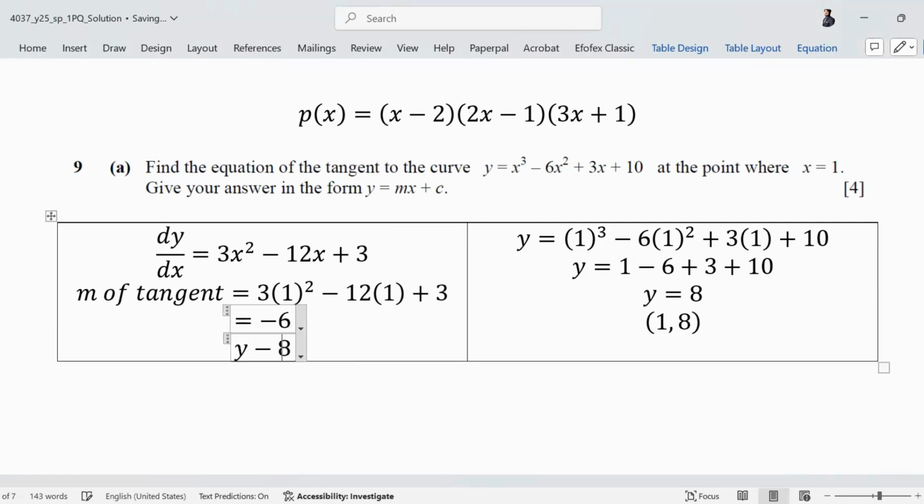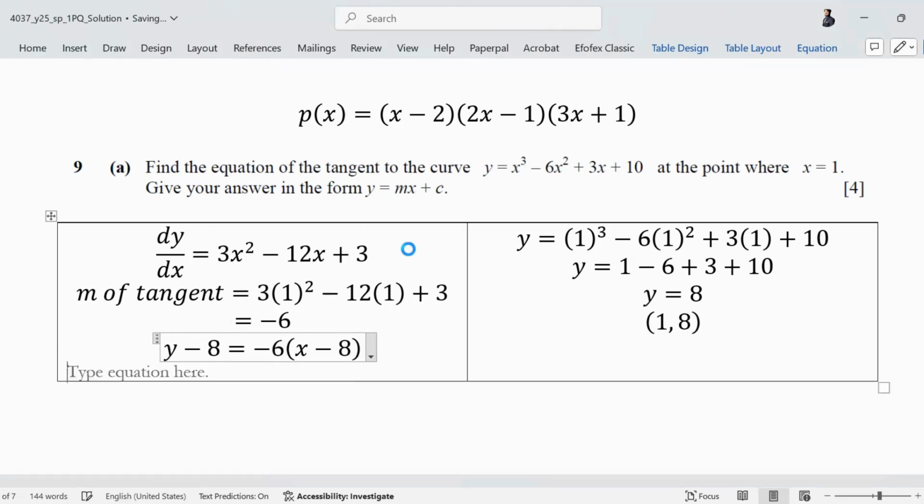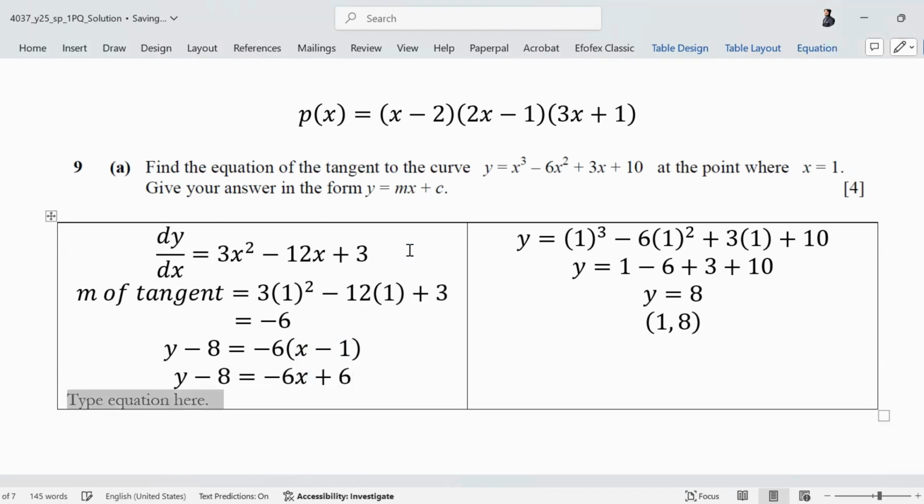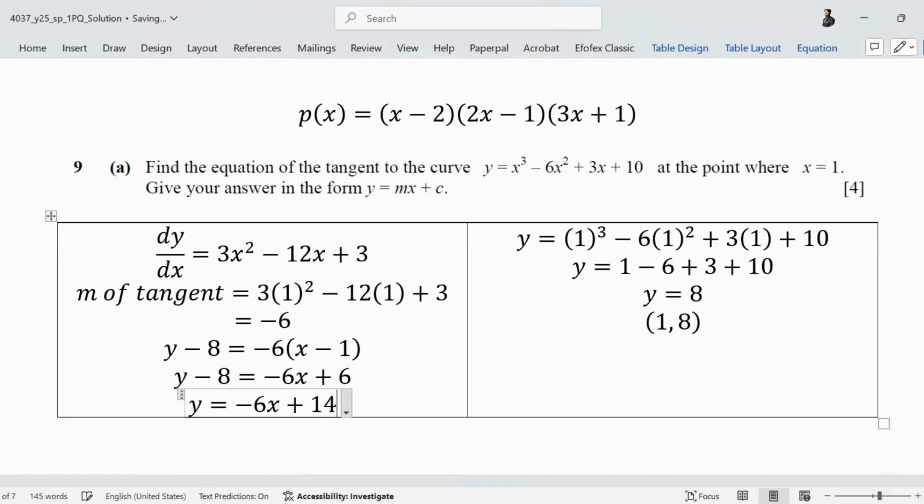So y minus y1 is equal to m, where m is the gradient, negative 6, bracket x minus x1. So y minus 8 is, x1 is 1, minus 6x plus 6. y is equal to minus 6x plus 14, because they have asked us to give it in the form of y equals mx plus c. So this is the equation that we will end up with for the tangent.